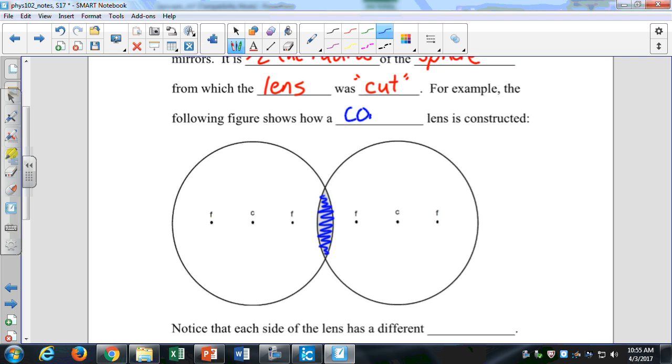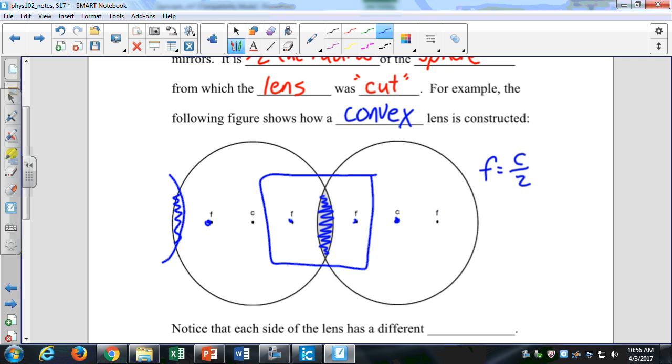That's a convex lens. It looks like a convex mirror. And so if we have this, our center of curvature is right here, and our focal point is equal to half the center of curvature. So there's our focal points right there. Also notice there are other focal points, but these would be for lenses over on this side. But for this lens right here, those are its focal points, and those are its center of curvature.